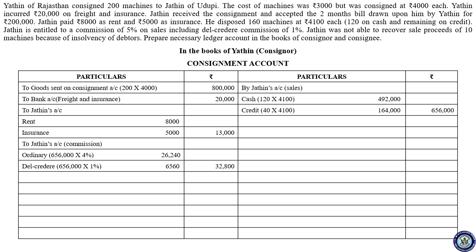So ordinary on the sales, both the commissions are on the sales, 6,56,000 into 4%. Del credere 6,56,000 into 1%. So if you multiply, you will get the commission. If you add both the figures, you will get the total commission value.